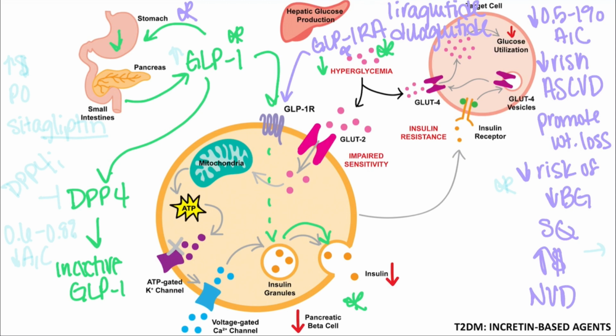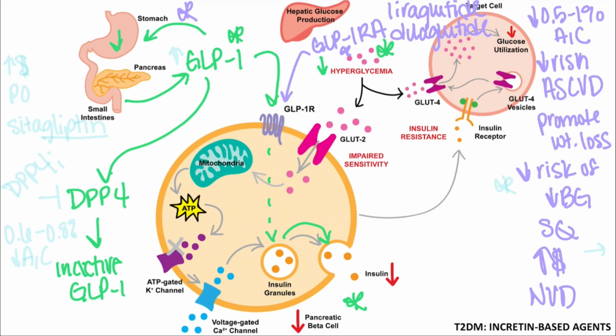And then one other agent I do want to mention on this slide is tirzepatide or Mounjaro, which has this GLP-1 receptor agonist activity and also GIP agonist activity. And we're going to discuss this agent in more depth for obesity in block 3, but it can be used for type 2 diabetes, so I did want to just mention that here.